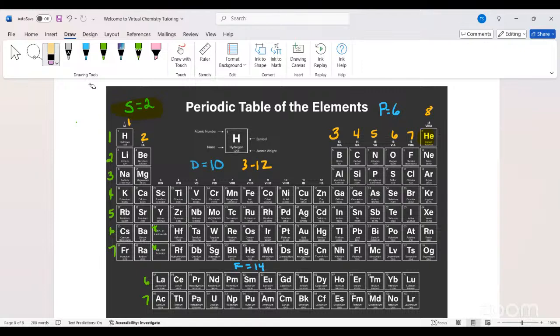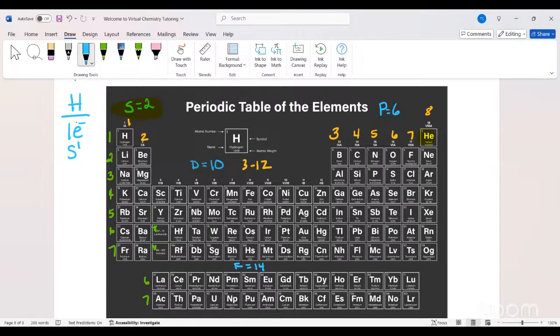First off, how many electrons does hydrogen have? I'm going to write this off to the side so that I can use some of this space. It has one electron. My next question is, what block is hydrogen in? It's in the S block. It's right there, you see that? And which one of the S blocks? It's in the very first one. That's where that one comes from.